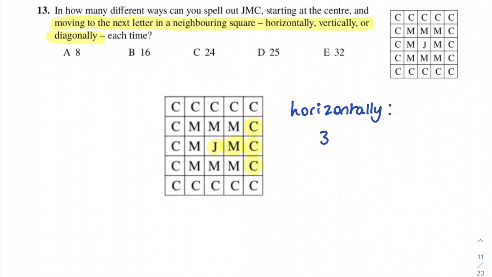So the same is going to happen when we go in the left direction. And you'll see here that we end up with the exact same number of ways that we can spell JMC. It's 3. So in this case, in the horizontal direction, we can just say that 3 times 2 equals 6. So there's 6 ways of spelling JMC in the horizontal direction. Okay, so let's do the same vertically.